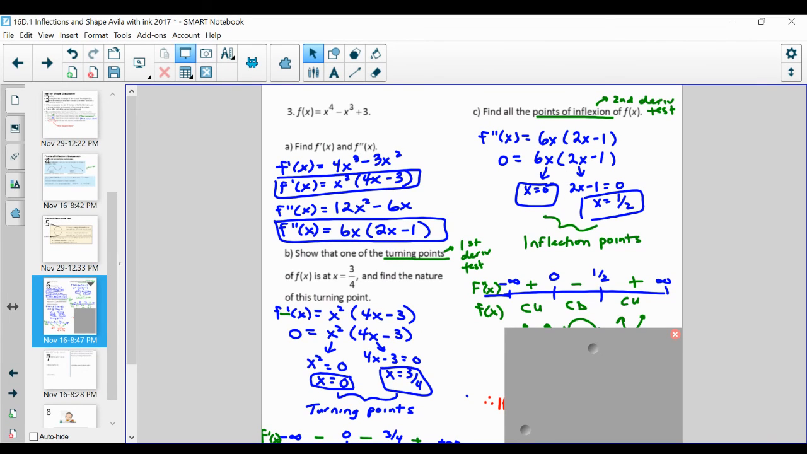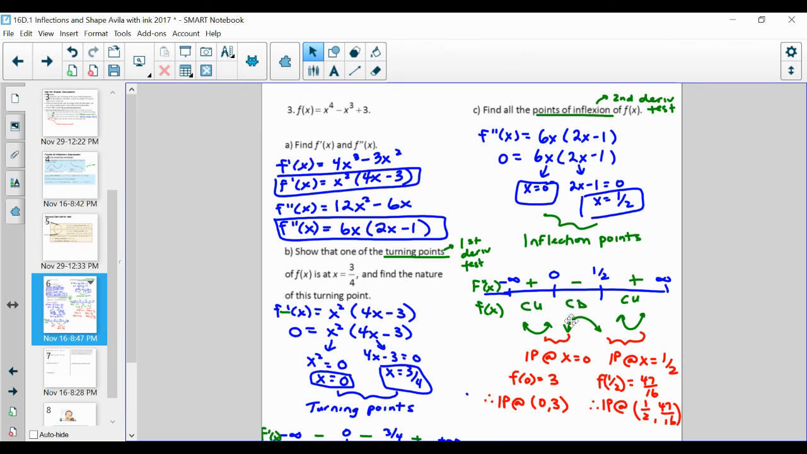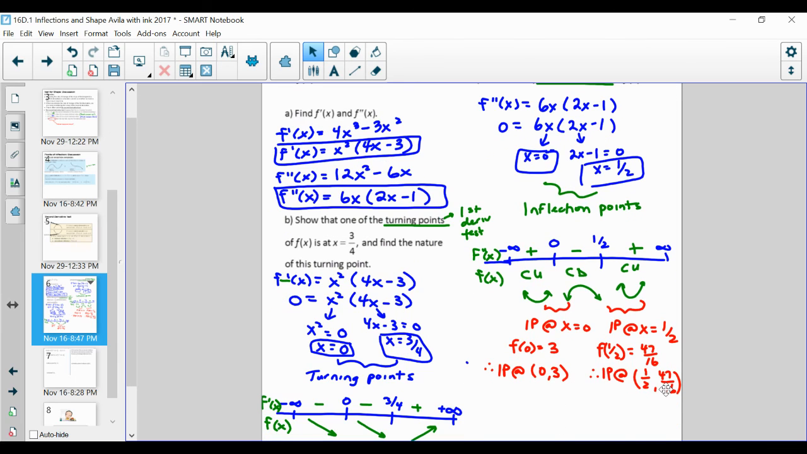So it's concave down. And if I pick a value larger than 1/2, say 2, I'm going to have a positive times a positive, which is going to give me a positive second derivative, and therefore my function is concave up. Okay, so I could draw little shapes like that, or I can write the words. If I go from concave up to concave down, that suggests an inflection point when x is 0. If I go from concave down to concave up, it suggests an inflection point at x equals 1/2. And so I have 2 inflection points. I find the actual value of the point by plugging my x values into my original function.